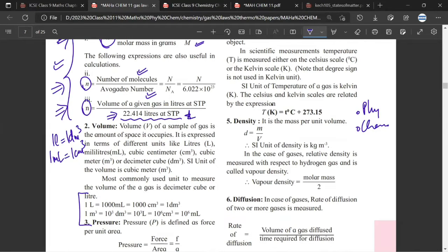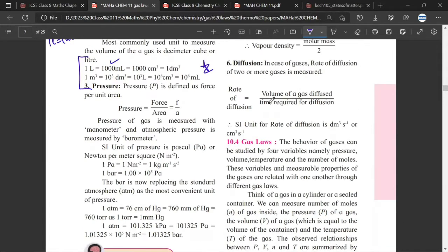Baki, we understand that 1 liter is equal to 1000 ml. That is pretty easy to understand. But we should be very clear about these conversions. Are we okay? Now here comes the pressure.